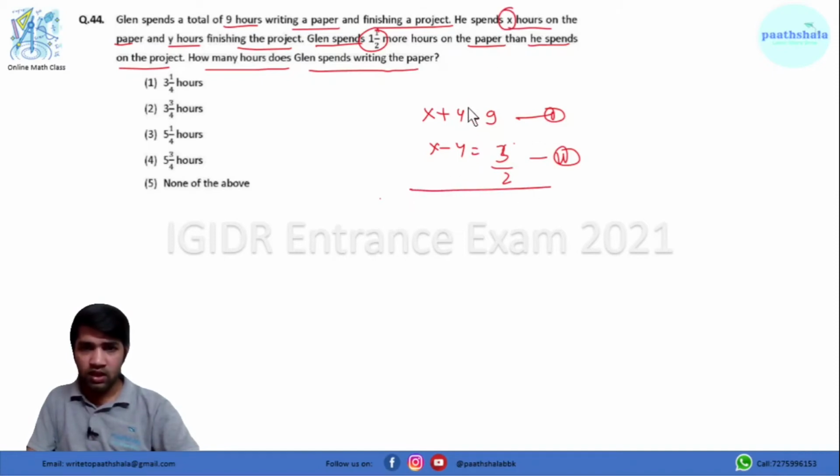Let's add these two equations. So y will get eliminated. Here we will get 2x, and here this will be 9 plus 3 by 2. So we will get 18 plus 3, that is 21 by 2. This is 2x.